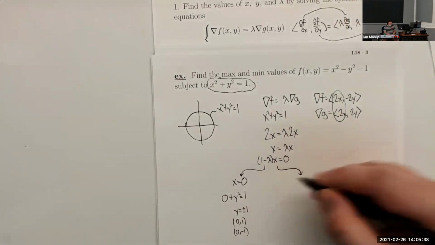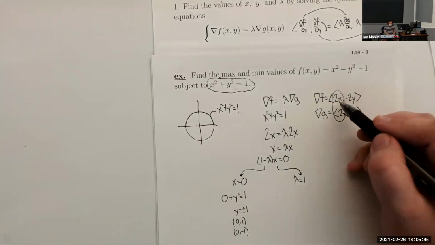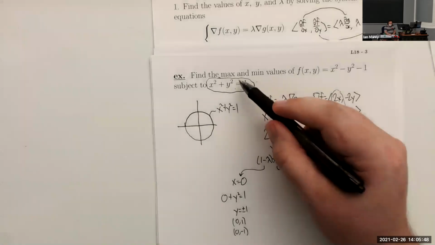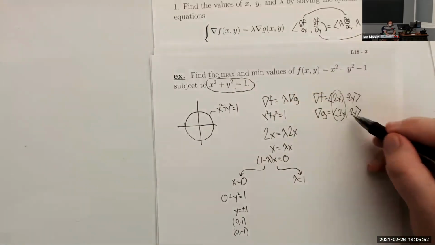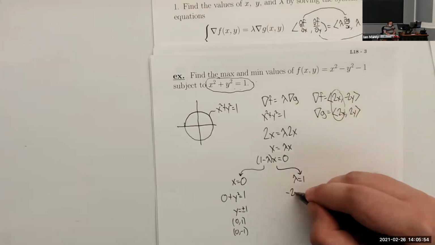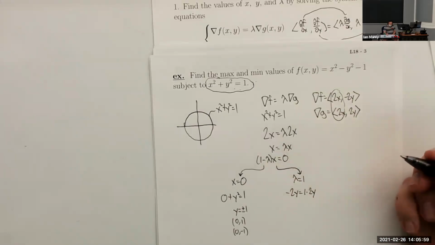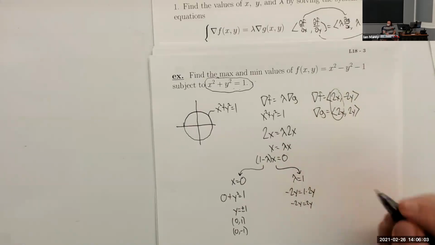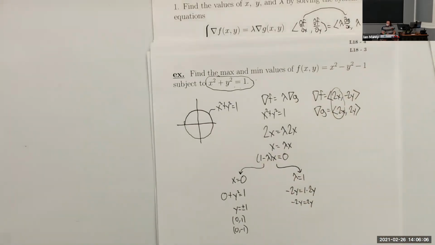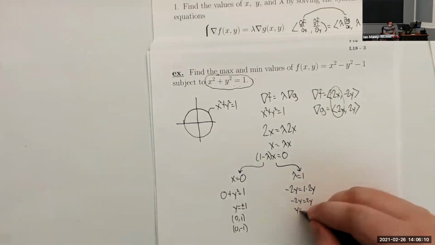The other way this equation can be true is if lambda is equal to 1. All right, well, so far we've used this part of the gradient and we've used this right here. Doesn't seem like we've done anything with the y's. So why don't we take a look at them? So we have negative 2y is 1 times 2y. Well, that's just negative 2y is 2y. And there's only one way that that can be true. It's if y is 0.